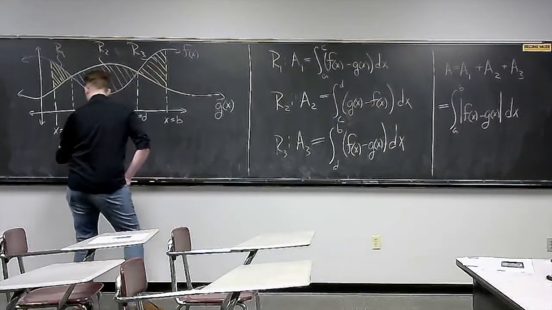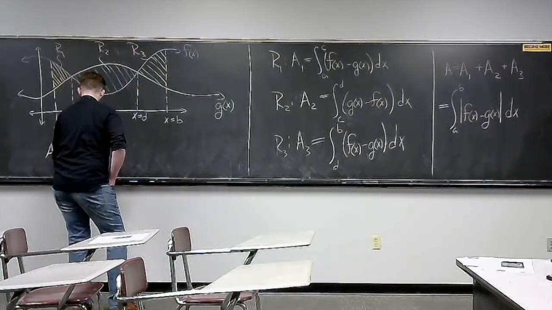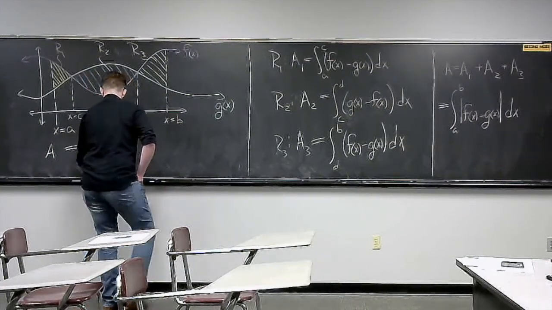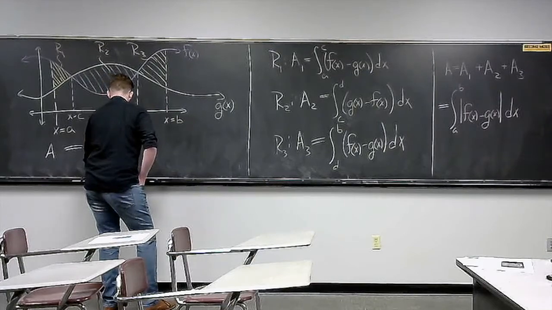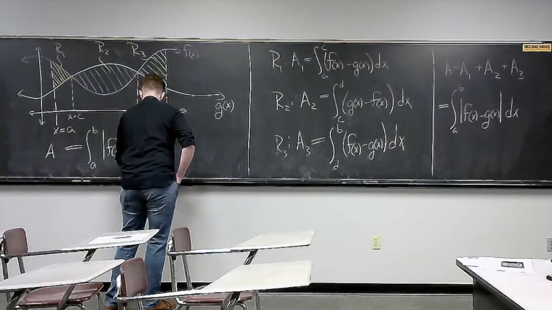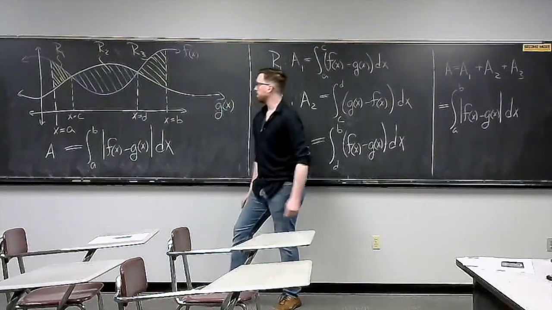So to summarize that point, the area from a to b between f of x and g of x is this right here.